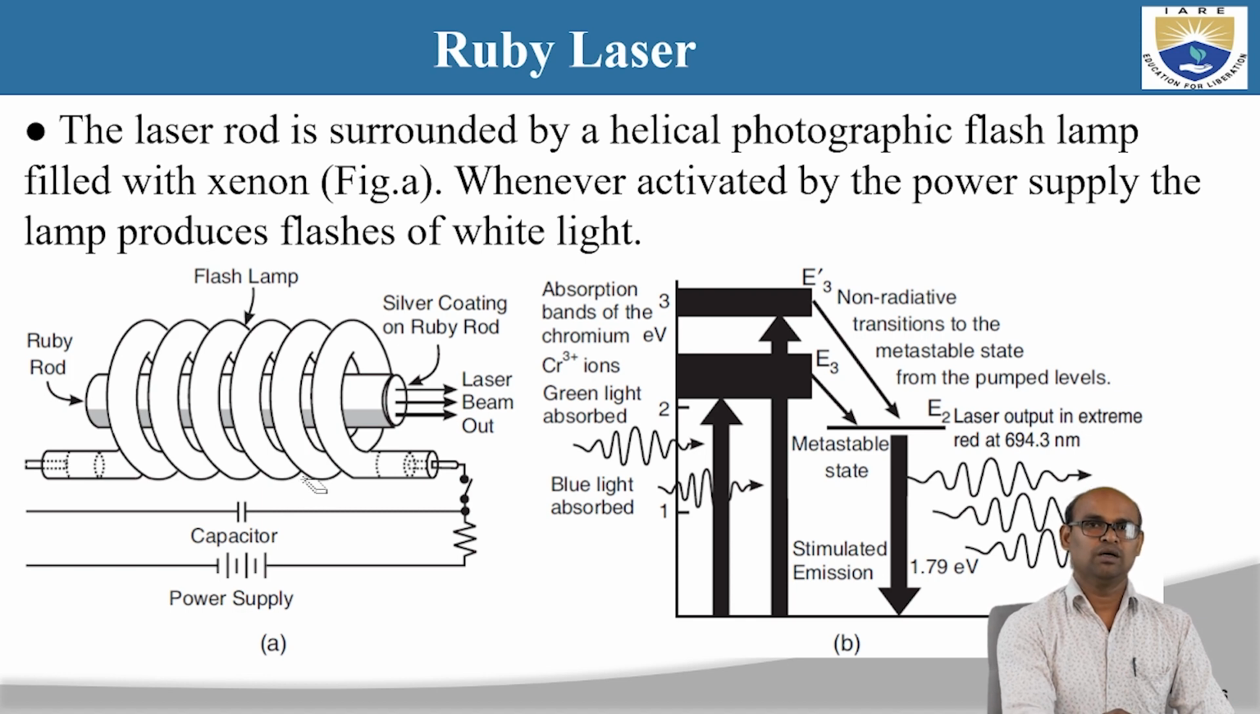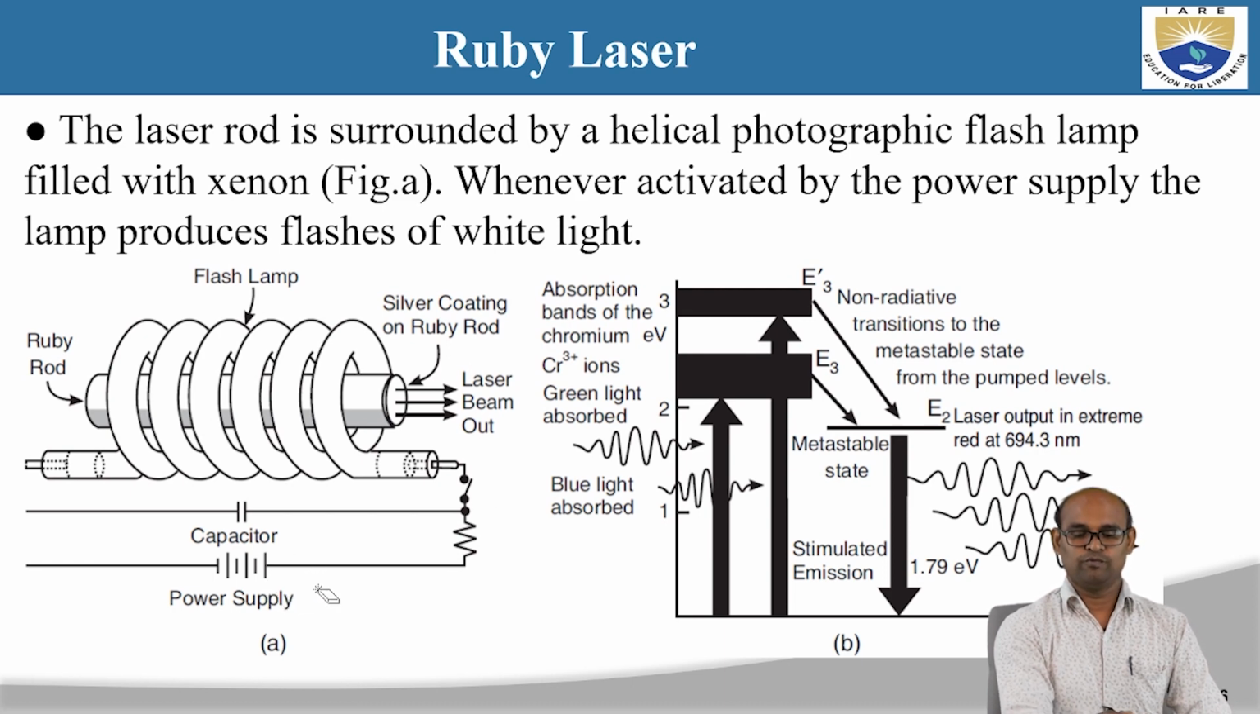Here the mirrors are provided by the end faces of the ruby rod, which are polished and silvered, and one of them acts as partially reflecting and the other as 100% reflecting. We need to make sure that the front one is partially reflecting and the back one is 100% reflecting. To get the pumping mechanism, we have taken a xenon flash lamp. This helical xenon flash lamp is wound around the ruby rod and connected to a power supply.